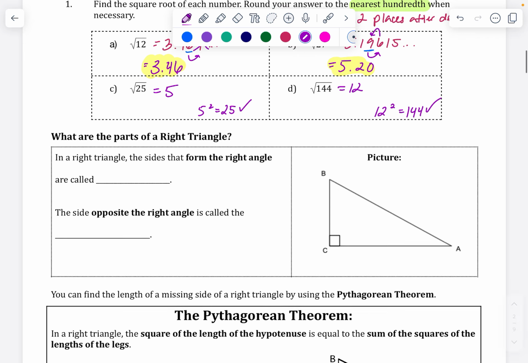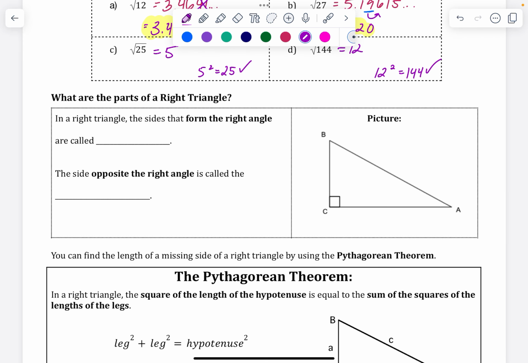Okay. All right, so let's go ahead and talk about our right triangles. So it's asking us, what are the parts of a right triangle? Our right triangles, guys, these are our 90-degree angles, right? We've talked about these before. So in a right triangle, the sides that form the right angle are called legs. They're the legs of the triangle.